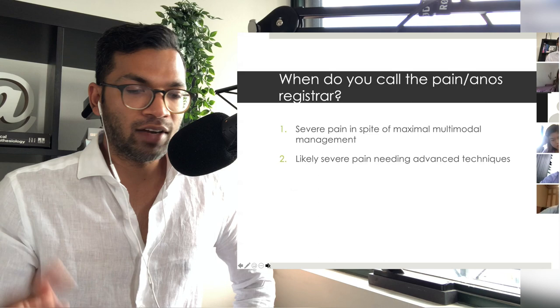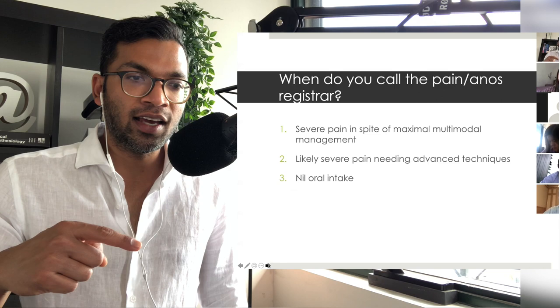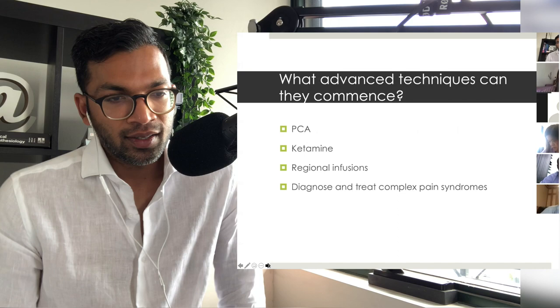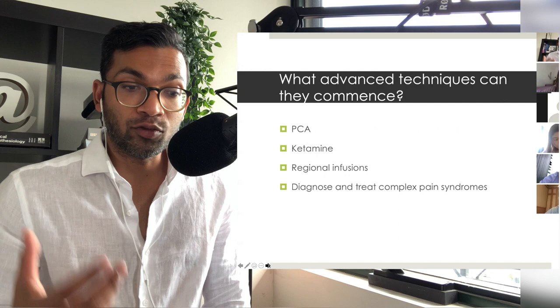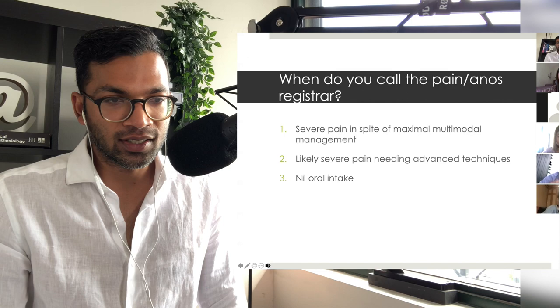Or the patient simply has a bowel operation or is nil by mouth for whatever reason, so you'll have to give some kind of IV agent on the ward. The safest way to do that is with a PCA, and we run the PCAs as part of the anesthetic department's scope of practice. The things we can do then: we can start a PCA, we can give ketamine as an infusion, we can give regional infusions like those catheters that go around the nerves, and we can also diagnose and treat complex pain problems and refer to the appropriate resources as well. So these are pretty much the indications, and this is what we can do.